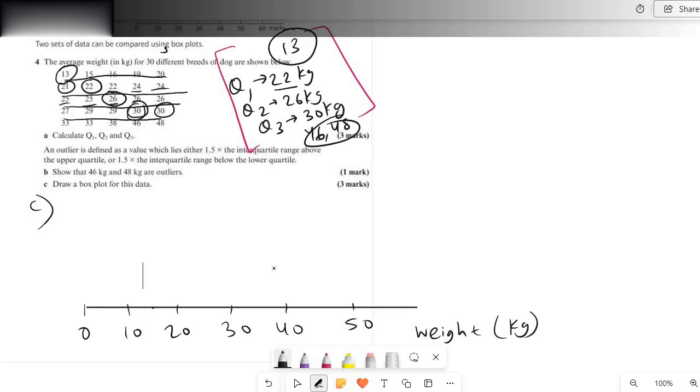Similarly, we have 22 next, which is the lower quartile, which is around here. So we can draw a line like this. Continuing, we have 26, which is the median, which is around here. So we draw another line of a similar size, just like the lower quartile, like this. And then at the end, we have 30. So this is going to be at this position.